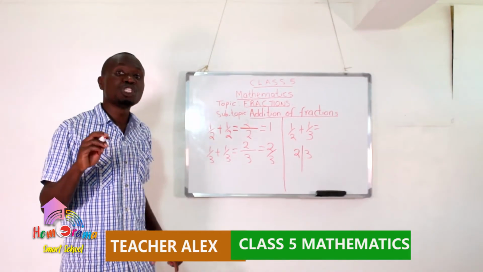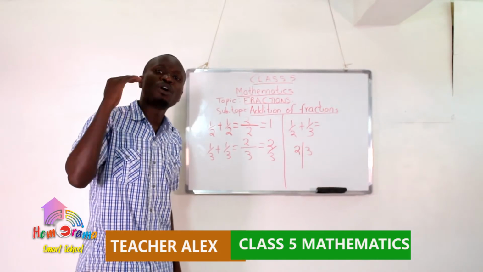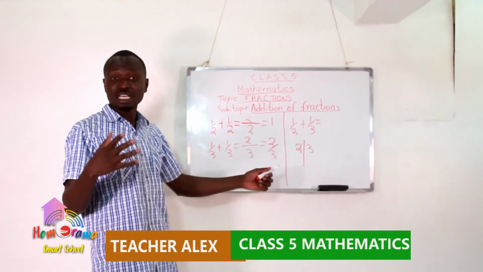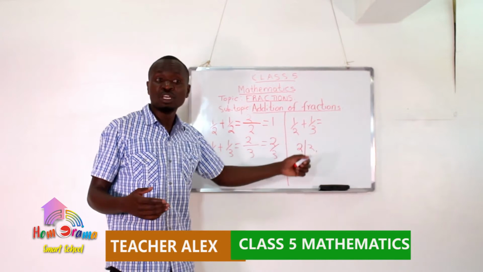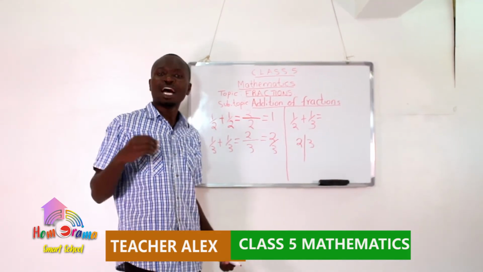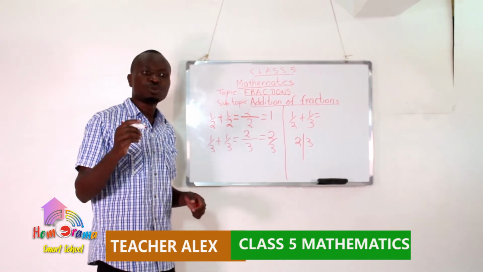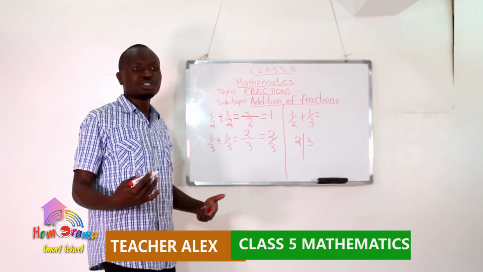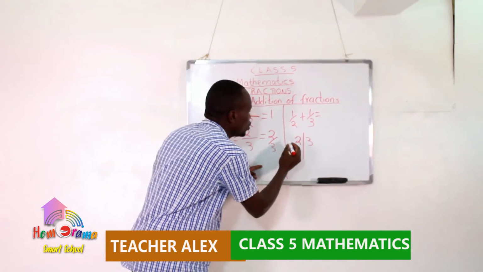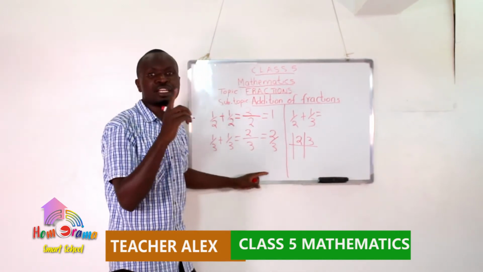Any fraction that will be given, you will look for the least common multiple of the denominators. In this case, our denominators are 2 and 3. So we look for the least common multiple of 2 and 3. And how do we find that? Let's try this. This way we are reminding ourselves of the concepts that we already acquired.